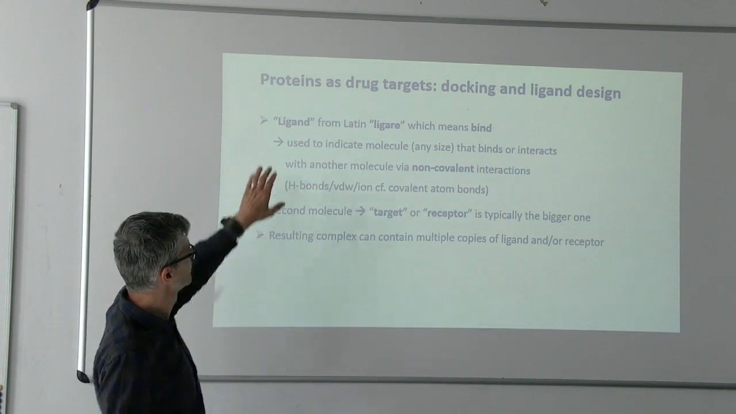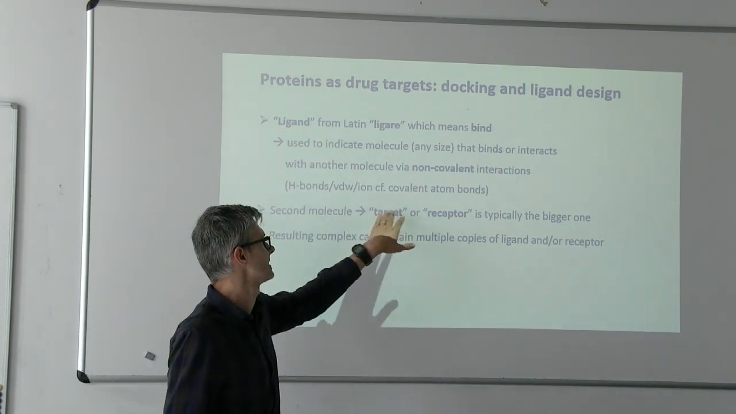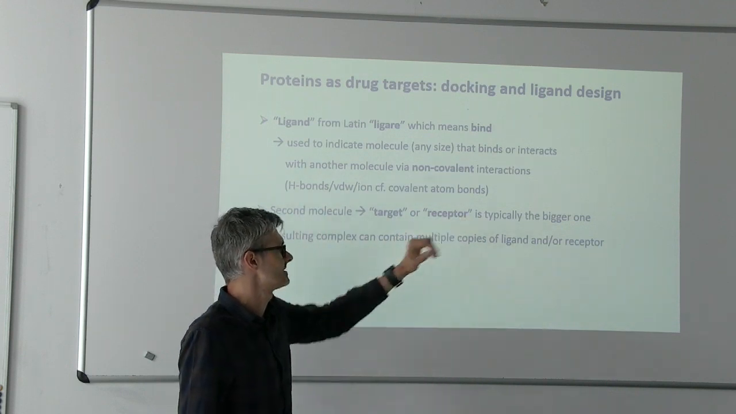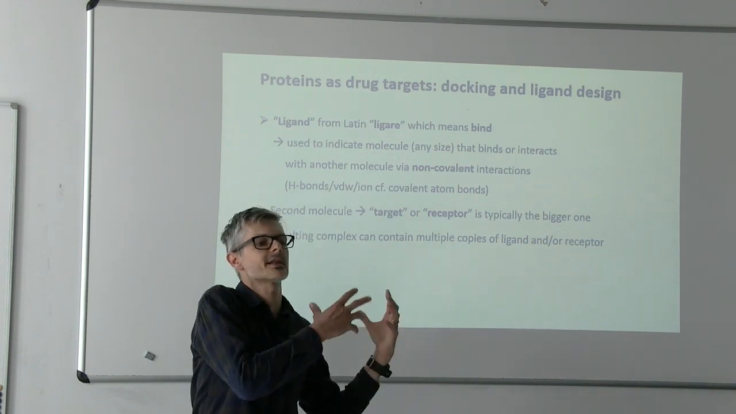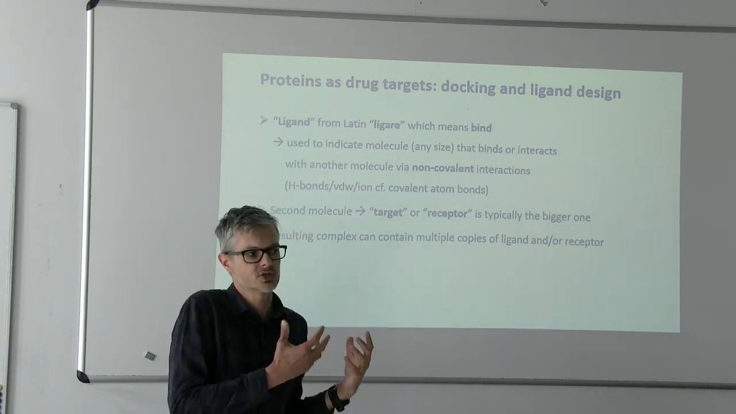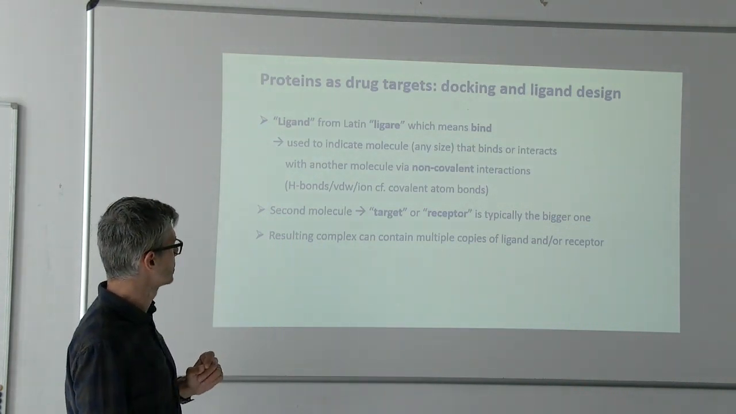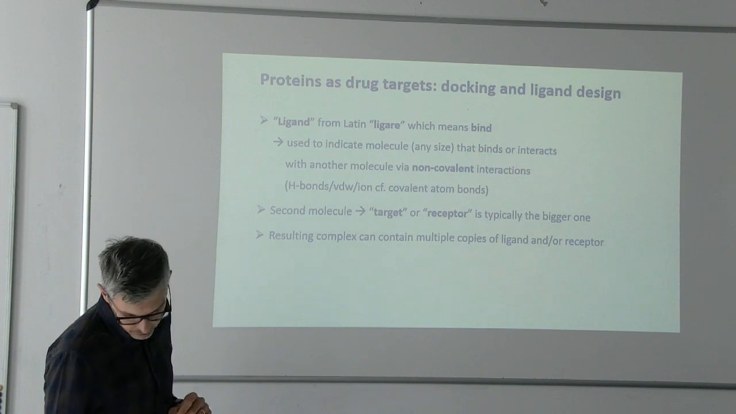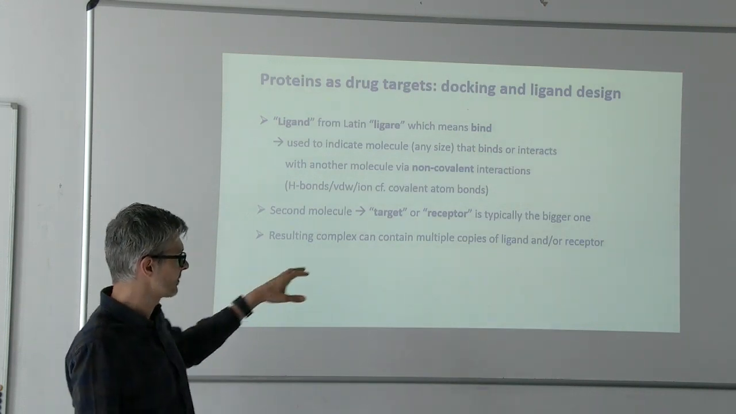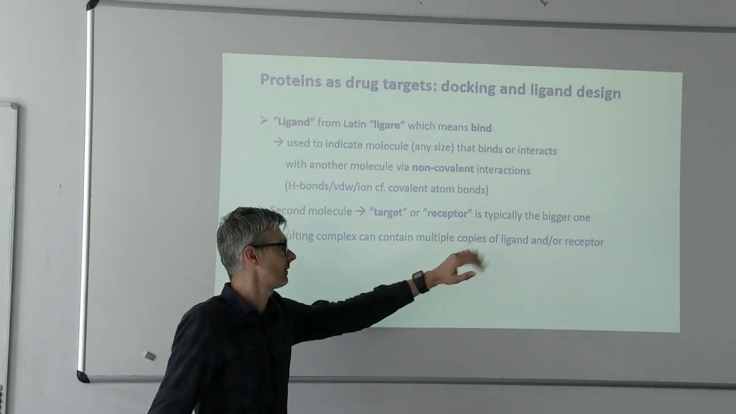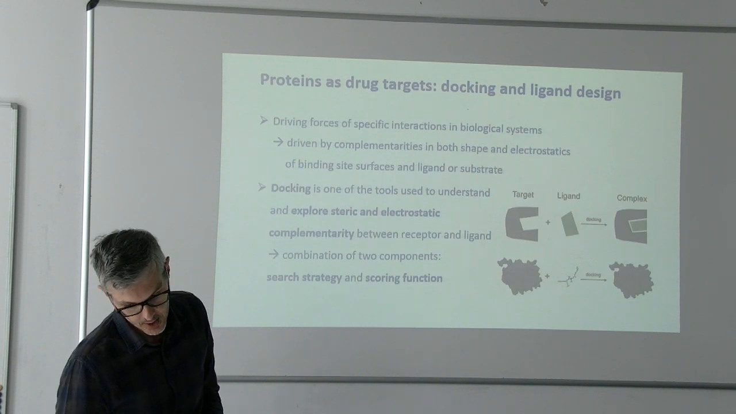Ligand comes from binding in Latin. The second one is what we call the target molecule, typically the bigger one, the receptor. Of course, this doesn't mean it has to be a cell receptor or a protein like that. It's just the term we use to identify the larger molecule in the interaction. It can be one-on-one, but you can also have a complex of multiple copies of ligands, receptors, or even more than 2 molecules. That's also possible.